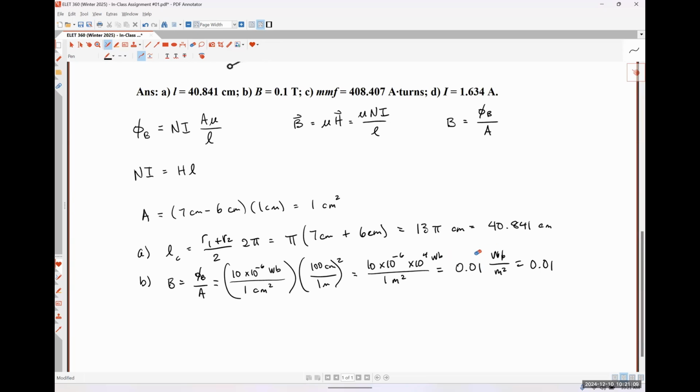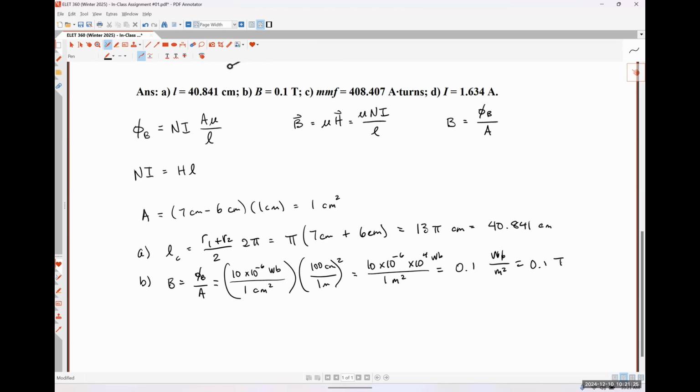Yeah, it should be 0.1. I have that extra 10 there, my bad. 0.1 Webers per meter squared, or 0.1 Tesla. So nothing particularly crazy there.